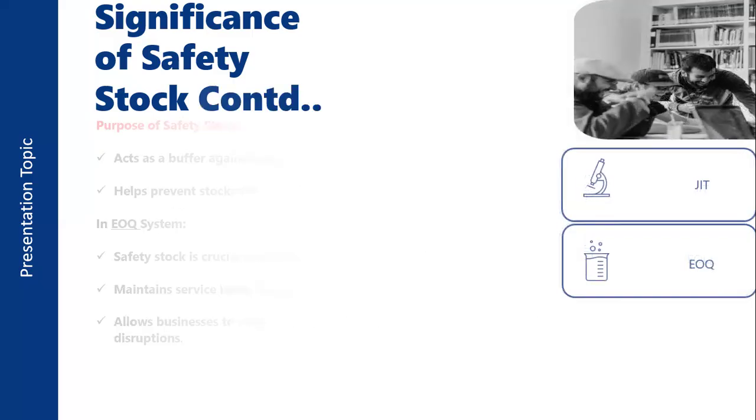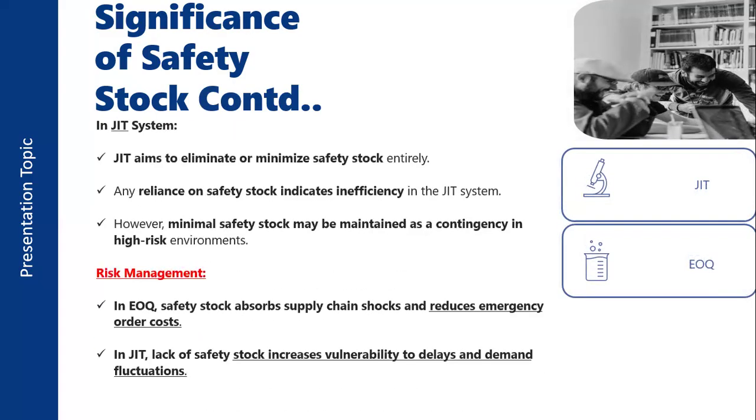This is the most common function of EOQ with safety stock. In JIT, as we know, it eliminates the wastage, so hereby it minimizes the safety stock. That is the principle, philosophy behind it. Reliance on safety stock indicates inefficiency in JIT. Just the other side of the story. And minimal safety stock may maintain a contingency in a high-risk environment.